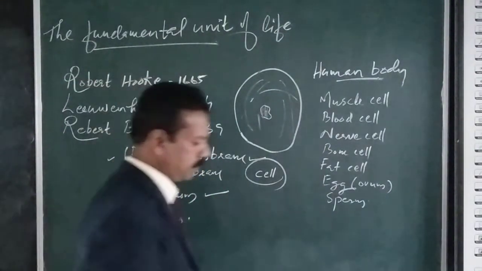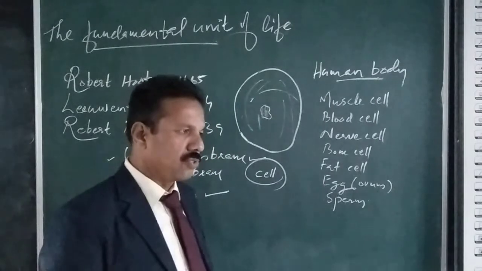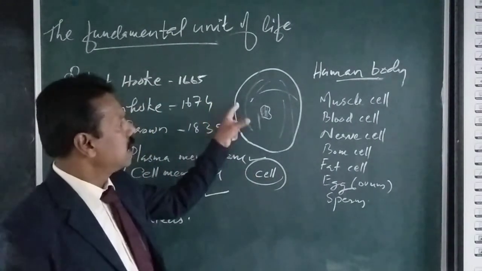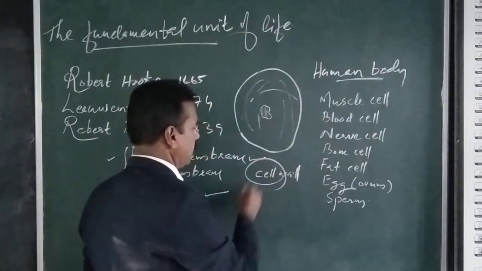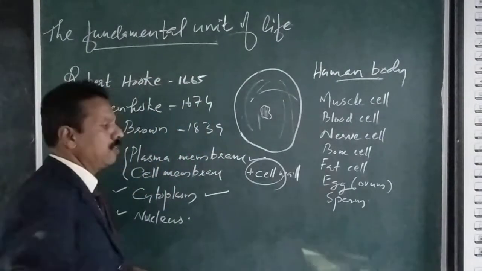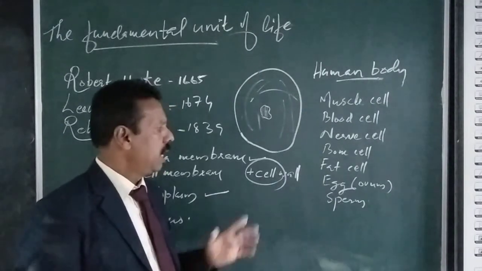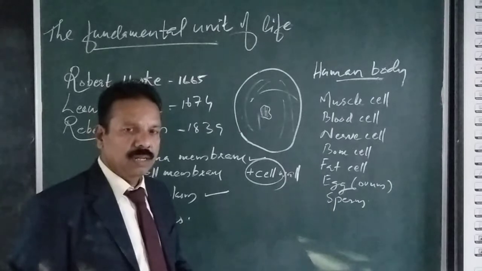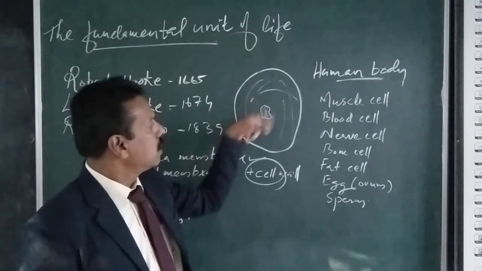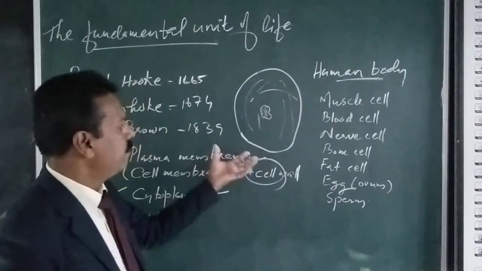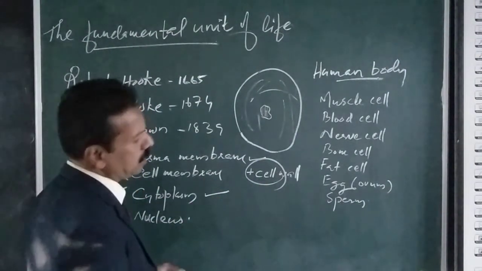Now we have to think about the plant cell and the animal cell separately. In plant cells, as I said, in addition to the plasma membrane, there is a cell wall. So the shape of the plant cell is always fixed, but we can change the shape of the animal cell according to its structure, and it is flexible.